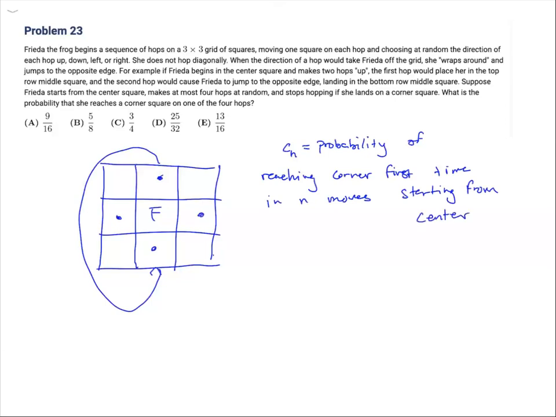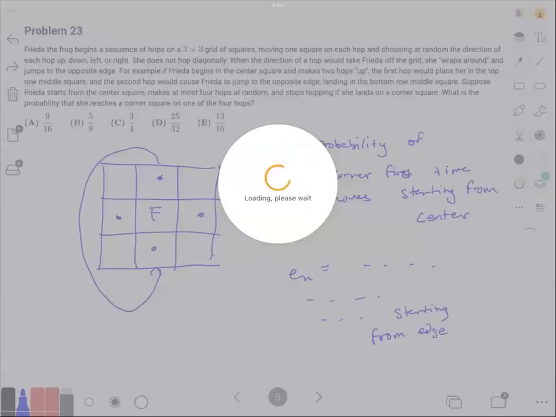So what's the other state that's possible? She can either be on the center or she can be on the edge. If she's on a corner, we call that done. So En would be defined in the exact similar way, but starting from edge. And now what we hope to do is relate Cn and En. So let's move on to a different slide.